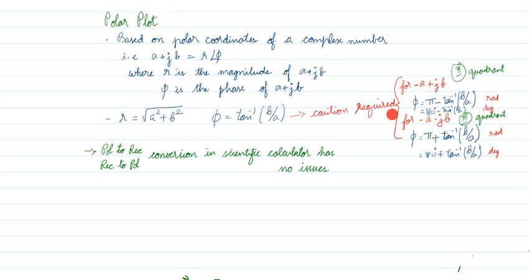Here a caution is required. If the real part is negative and the imaginary part is positive, we know it is in the second quadrant. In that case, we have to introduce a correction, pi minus tan inverse of b by a. Similarly, if it is in the third quadrant, that is, the real part is negative as well as the imaginary part is negative, there we have to introduce a correction, pi plus tan inverse of b by a.